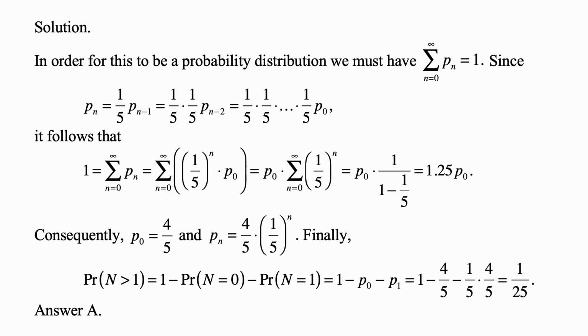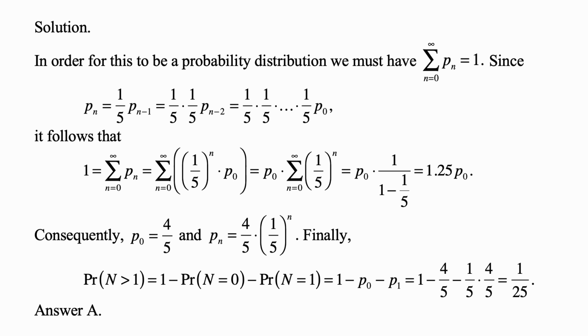where 0 is equal to n minus n. So with n minus 1, we have one of those 1/5. With n minus 2, we have 2. And so with n minus n, we have n of them. So really what it is, 1/5 to the nth times P0. P(n) is equal to 1/5 to the n times P0.